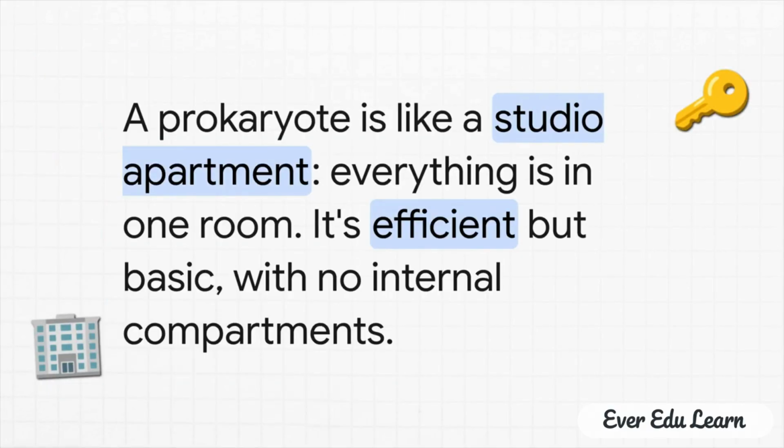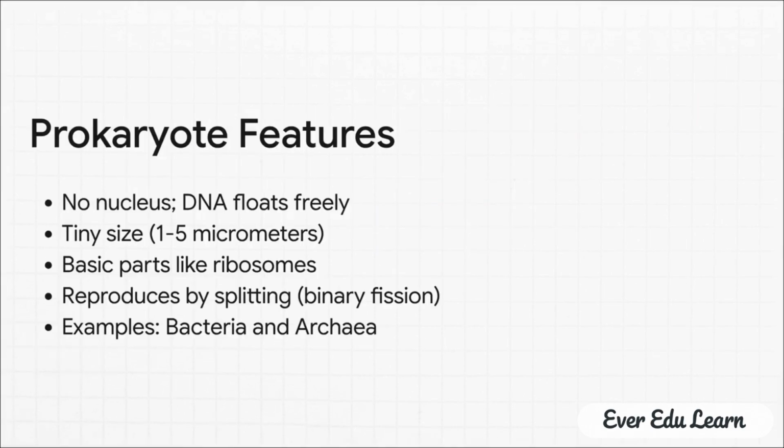The best way to get your head around a prokaryote is to just picture a studio apartment. Yep, a studio. It's small, it's super efficient, and everything, the kitchen, the bed, the workspace, it's all just kind of out in one big open room. No internal walls, no separate departments. So let's see how this whole studio apartment design really works.